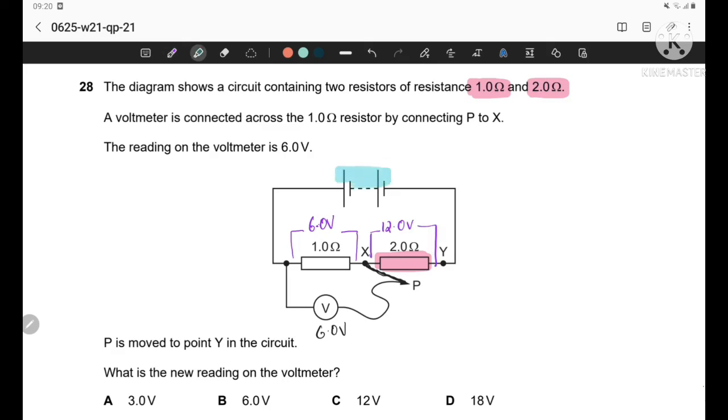That means the total EMF of this circuit is 6 volt plus 12 volt, or the total voltage produced for this circuit by the cell must be 18 volt. Now when this voltmeter connects across Y, or P connected to the Y, the voltmeter reads the total voltage across both the resistors. So 6 plus 12, that is 18 volt. Therefore, the correct answer is option D.